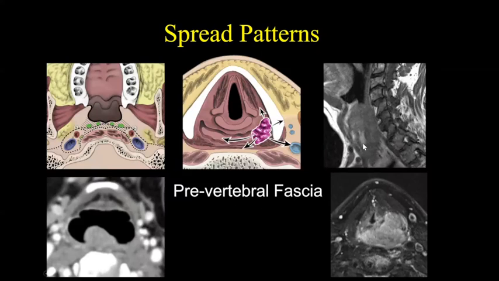We also can determine whether or not there's invasion of the prevertebral fascia. Now, when I trained, unfortunately, in the last century, the way this was determined was by the surgeon performing endoscopy and literally tugging on the posterior pharyngeal wall. If the posterior pharyngeal wall was fixed, then this would indicate involvement of the prevertebral fascia.